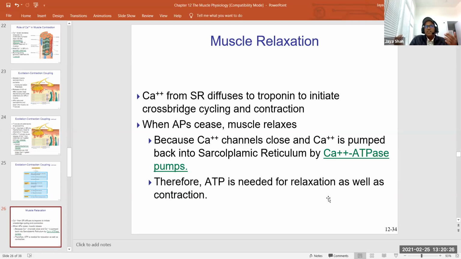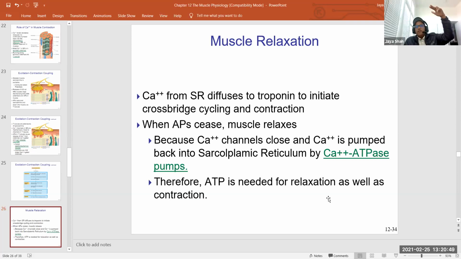How does muscle relax? Muscle relaxes because ATP binds the myosin head, and the myosin head detaches from actin using the ATP. Yes, once another ATP binds, then they detach for relaxation. Yes, that's why you need ATP.